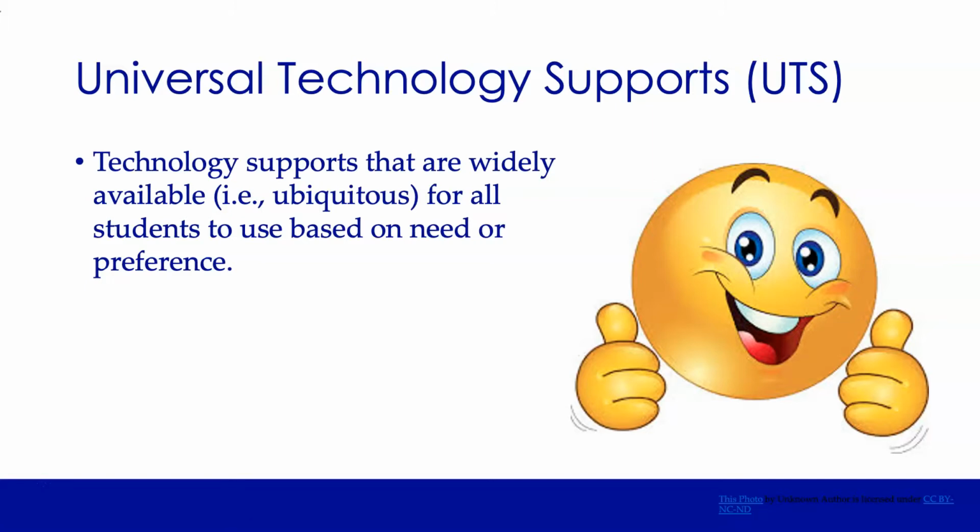And that's an important distinction of universal technology supports versus other types of technology supports. Students may choose to use them based upon their preference. It might help them do something faster or help them with some incidental supports that they perceive that they need. But it can also be used in order to meet very specific needs that a student may have.